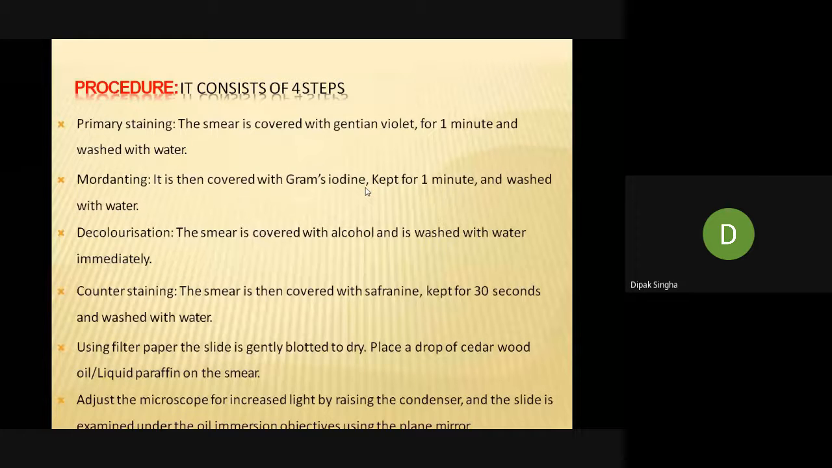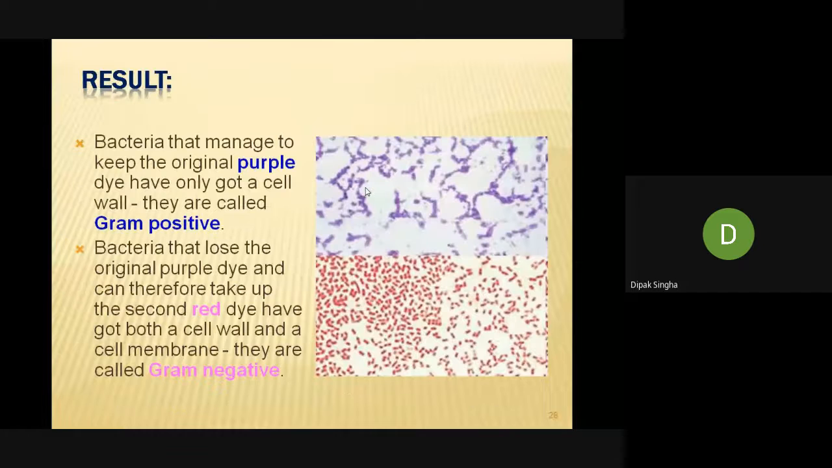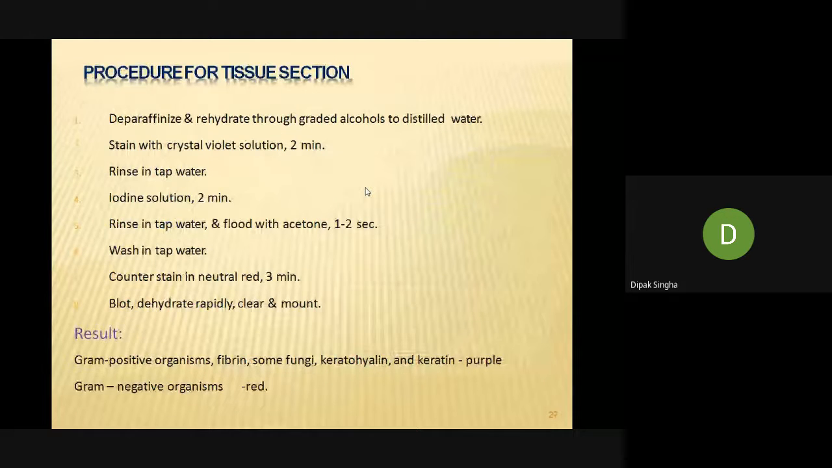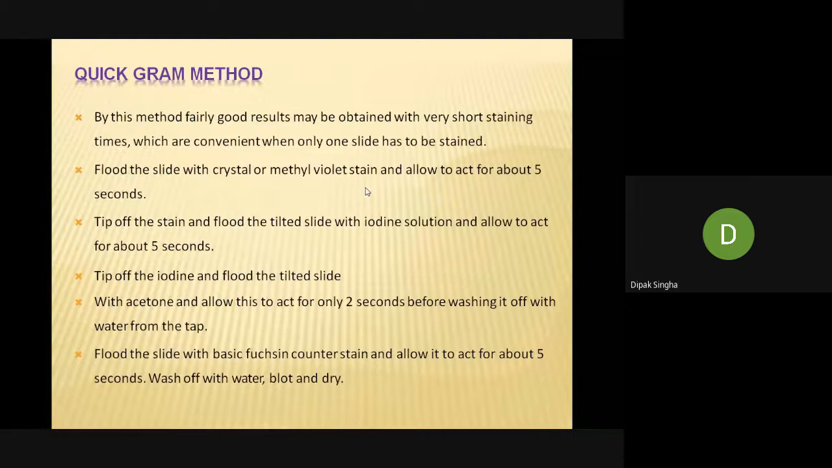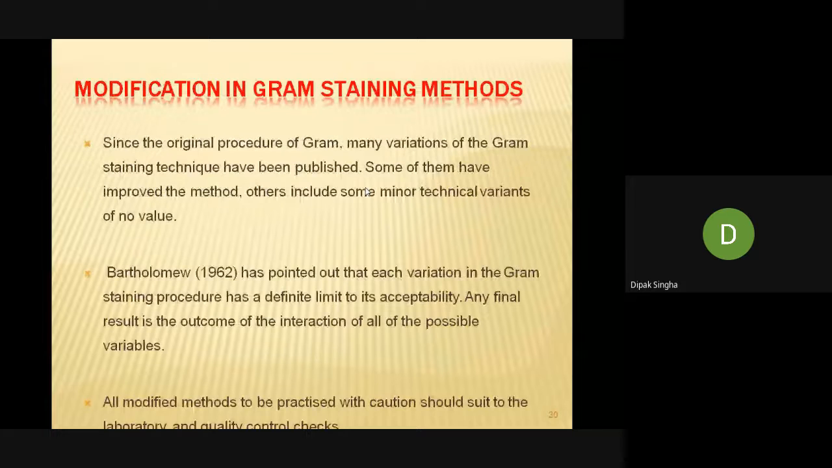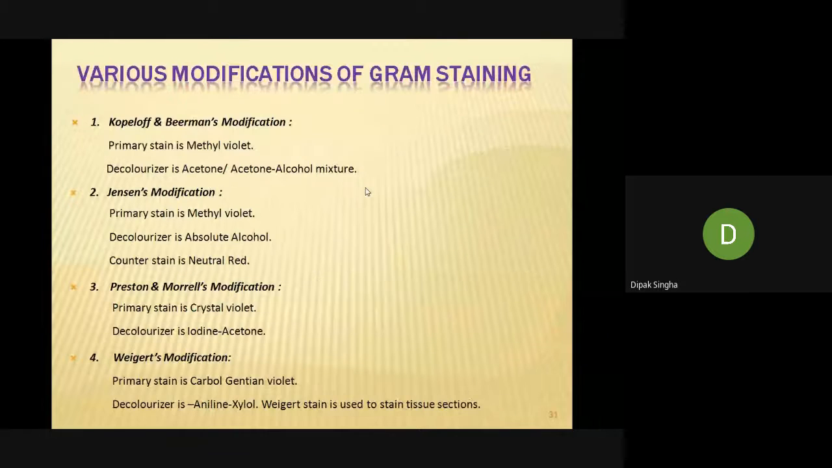Okay, so these are the primary stain. Gram positive, gram negative, and the decolorization result. Okay, another point for your betterment on gram staining.